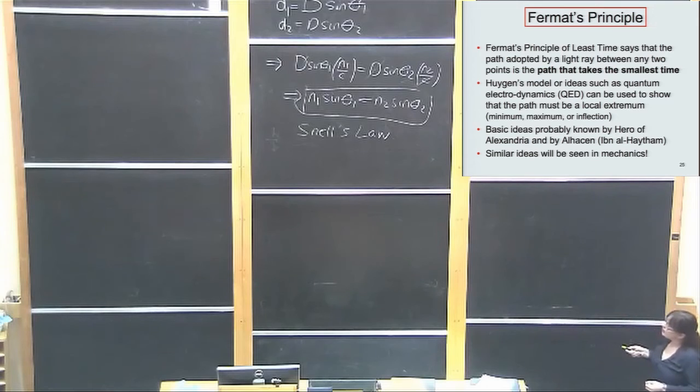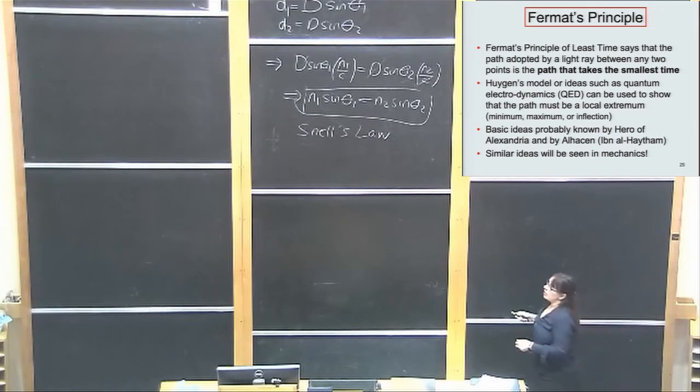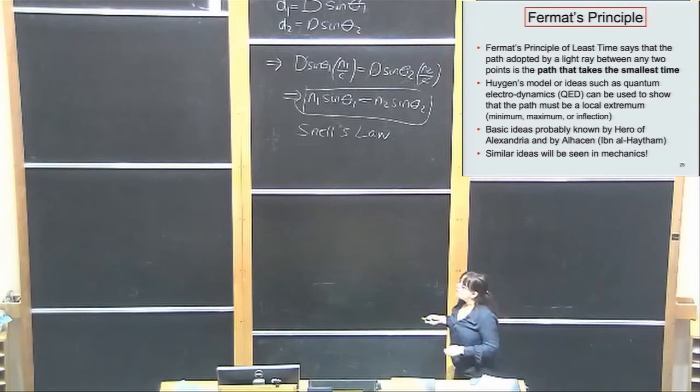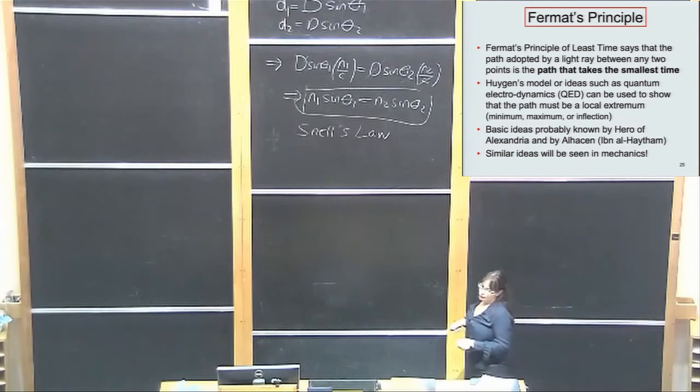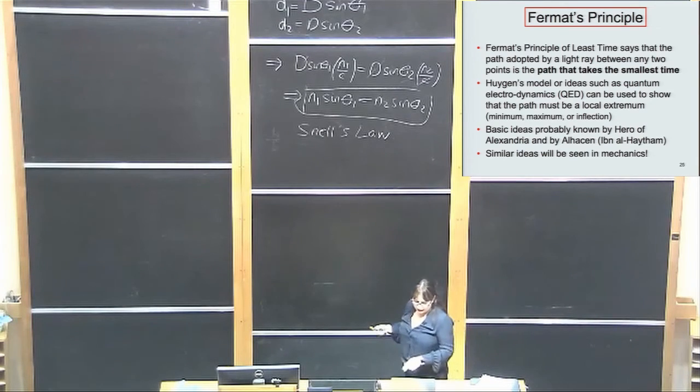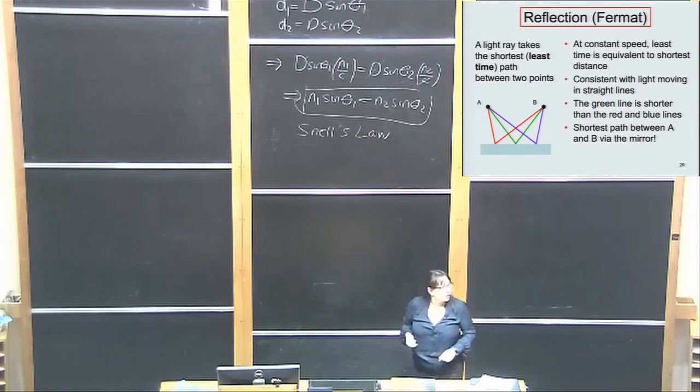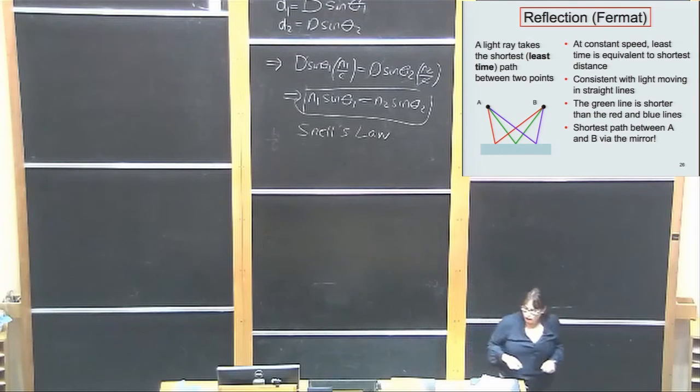There's also evidence that the basic idea was probably known long before this, maybe even as early as 100 AD. Certainly 1,000 years ago, it was known by Ibn al-Haytham, who was the father of a lot of modern optics, but all his works got lost. So anyway, Fermat gets the credit. And again, similar ideas will be seen in mechanics, as I said. So maybe we can at least get to looking at how reflection works. Refraction may have to wait till tomorrow.